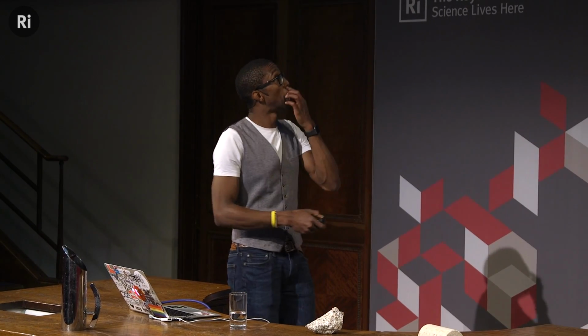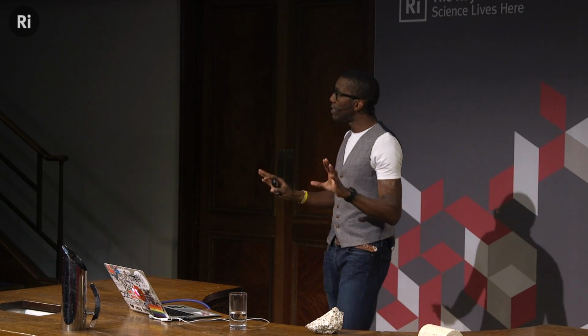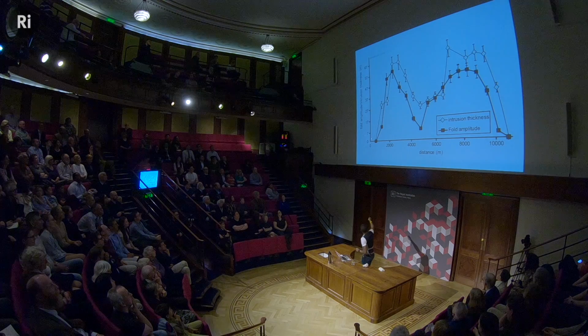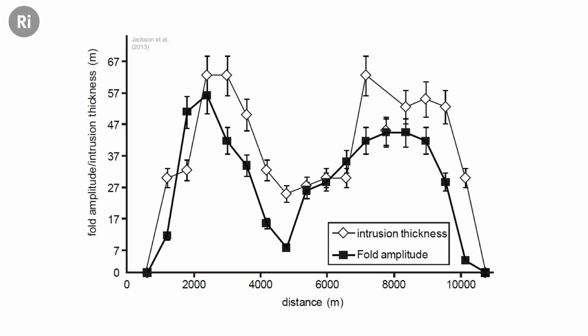And graphs like this, I don't want to put too many graphs or equations in, but this is distance across the sill. So this is 10 kilometers for this laccolith, and this is the fold amplitude and the intrusion thickness in meters. So this is up to 67 meters. The fold amplitude is the black line, it goes down and up. And the intrusion thickness is that one. What you notice, they have the same shape, don't they? Those two graphs have the same shape. So it makes sense that the fold is forming due to the intrusion of the magma.